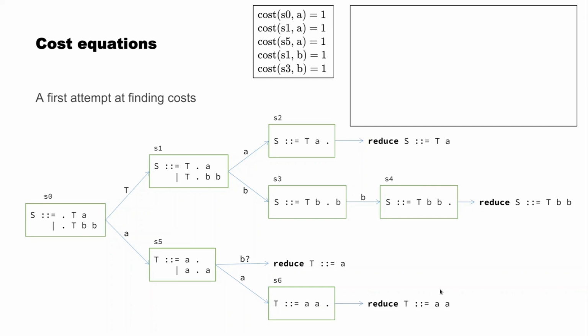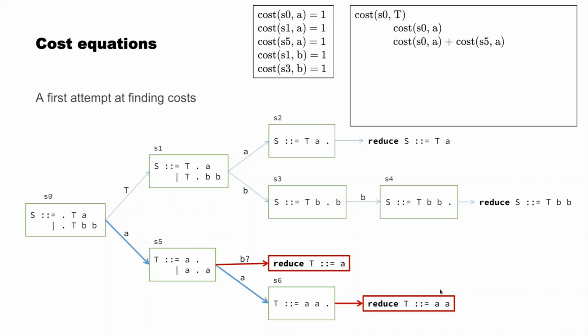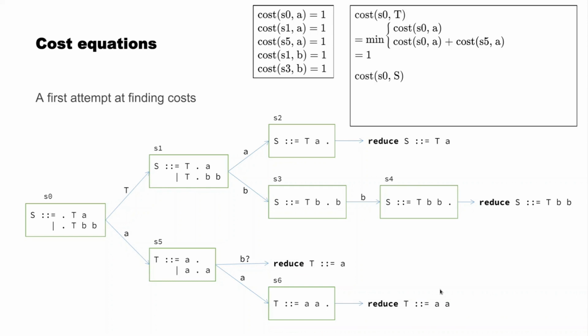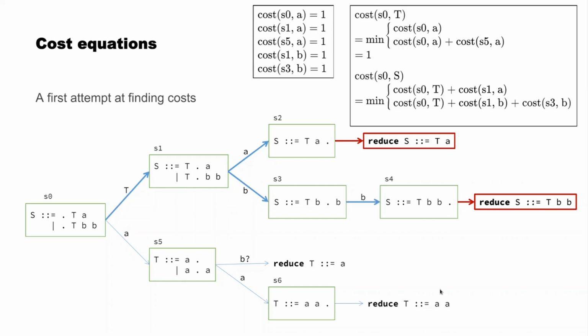Things get interesting with go-to transitions, labeled with non-terminals. To recognize T from state S0, we need to reduce either T equal A or T equal AA. The cost of the reduction is the sum of the costs of the sequence of transitions, and since we are interested in the smallest cost, we take the minimum. Here, it will be 1. And finally, we look at recognizing S. There are also two reductions, S equal TA and S equal TBB. We compute their costs, take the minimum, and we get 2.